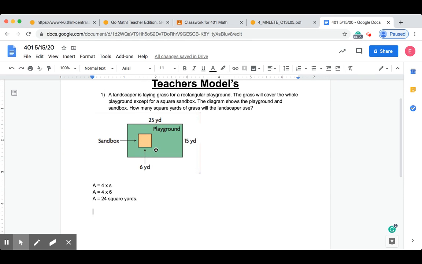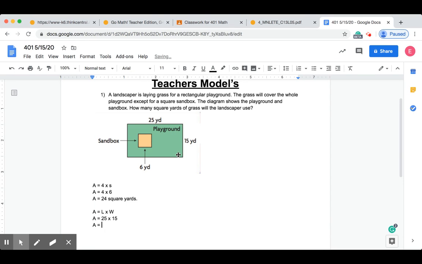Now the next step I need to do is find the area of the playground. Now I see that we have our width and our length already labeled. Now I know that the area for a rectangle is length times width. And they already gave them to us. It's not like before where we had to find it. So we already know what our length and our width is. So I can go ahead and replace our length and our width in our equation with what we have in our diagram. So we have 25 yards as our length and our width is 15 yards.